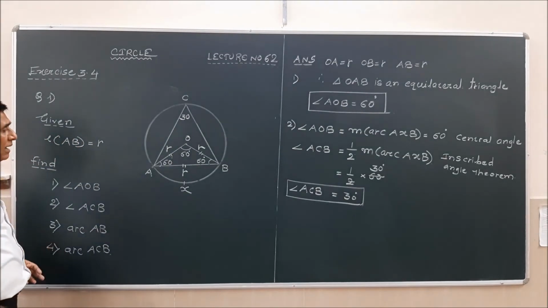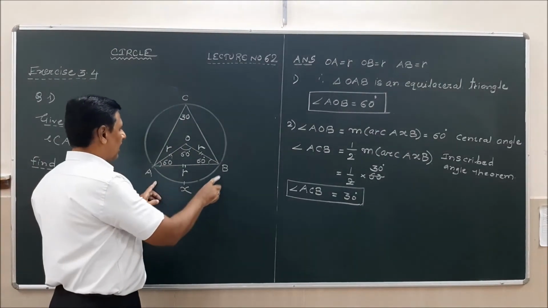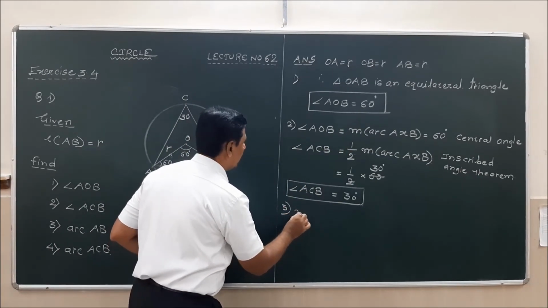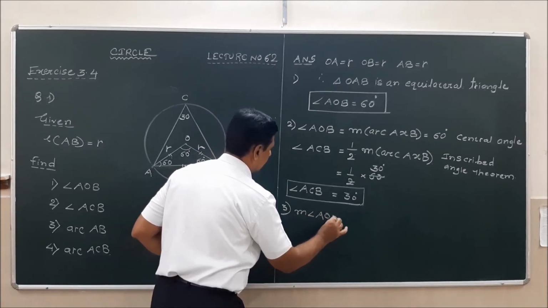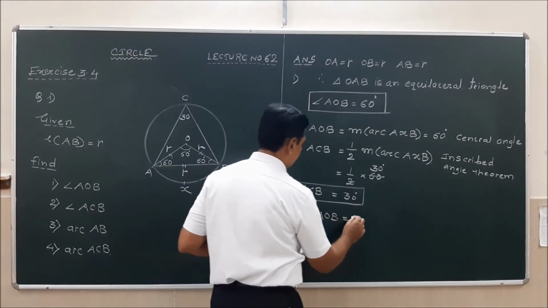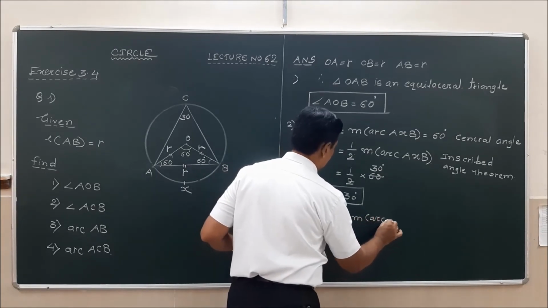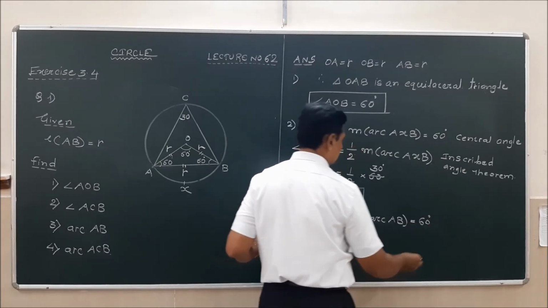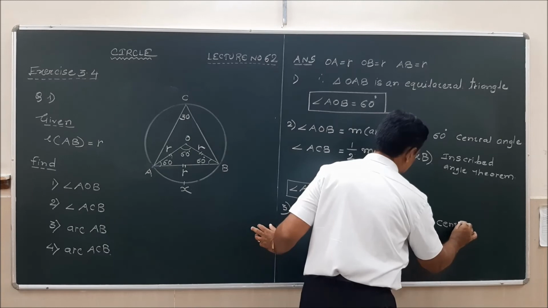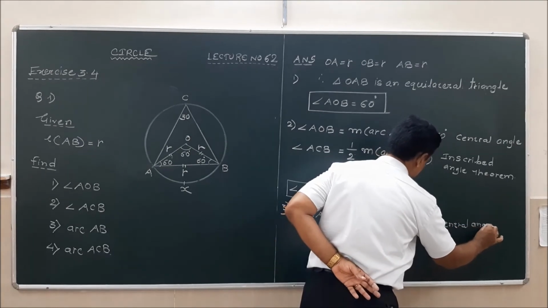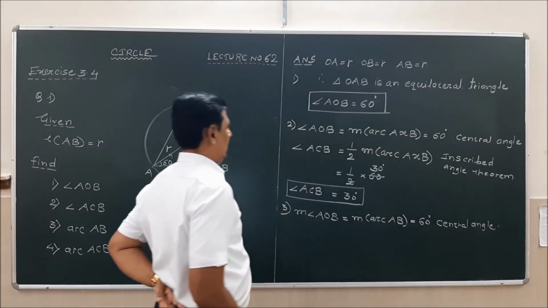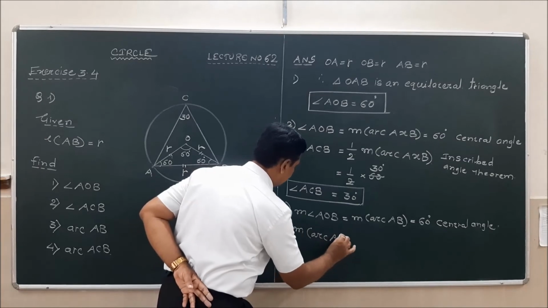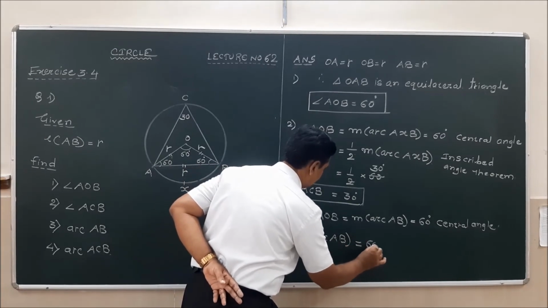Next to that is arc AB. Arc AXB, I have already got it here. So for the third one, measure angle AOB is equal to measure arc AB, that is equal to 60. Central angle. So our third question answer is that measure arc AB is also equal to 60. Correct?